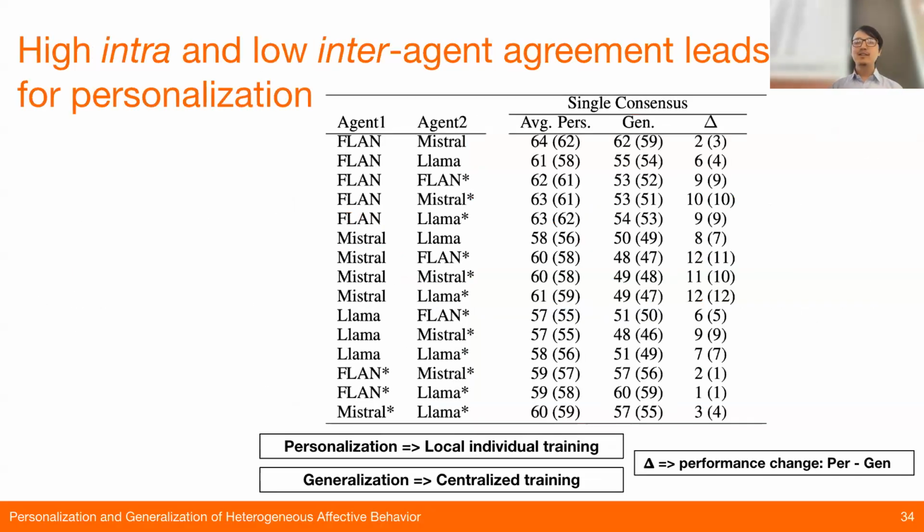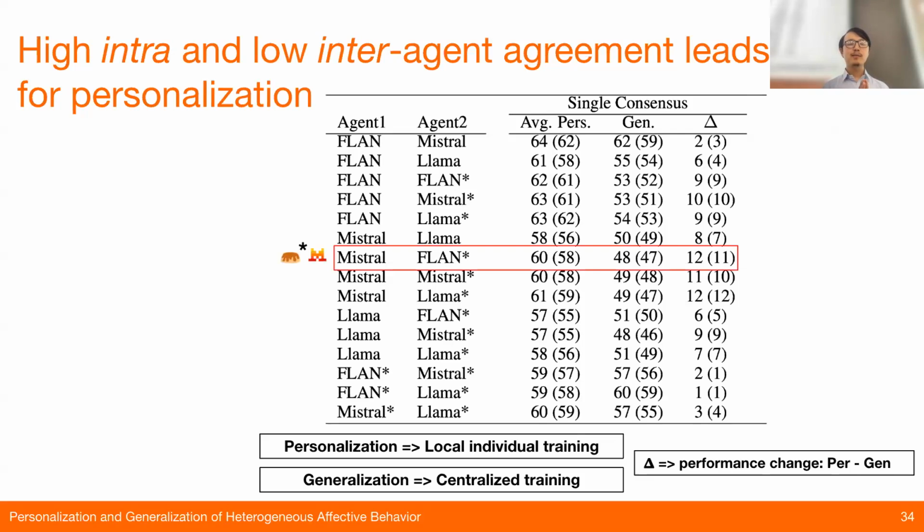So here is the result for the multiple different agent comparisons. Each row represents two different agents and their performances. The first column is personalization, which shows local individual training. Then there is generalization, which is centralized training. And then there is delta, which is the performance change. So let's look into the two previous examples.